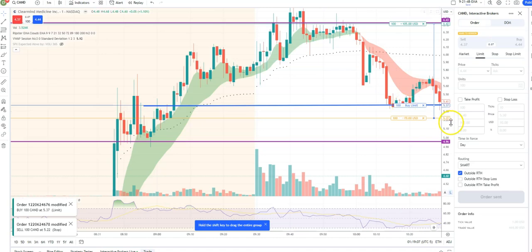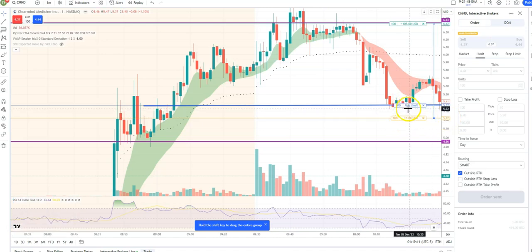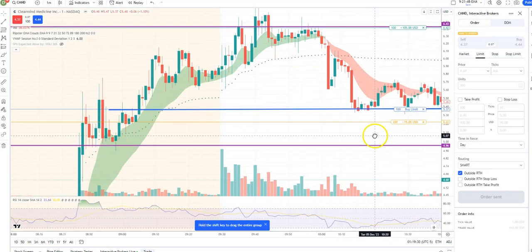If I'm wrong and it comes to 5.2, I exit the trade at a $15 loss. But if I'm right and it goes to 6.4, I sell at 6.4 and my profit will be $100. Profit of $100 versus a losing potential of $15. See the ratio. You always need to have a good ratio: profit should be higher and your risk should be lower.